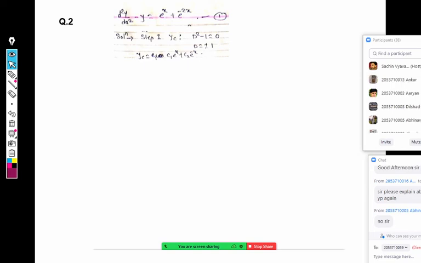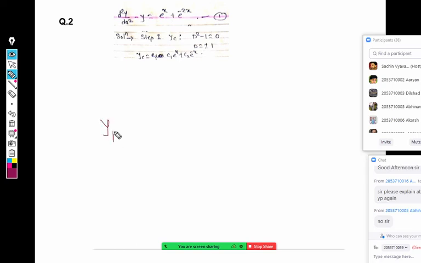What should be the trial yp here? x e raised to ax plus b? No, not correct. x into e raised to x minus 2? Still not correct. The trial yp should be C1 e raised to minus 2x plus C2 x e raised to x. Very good, Harsh.